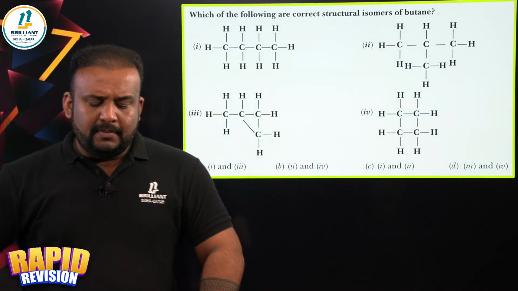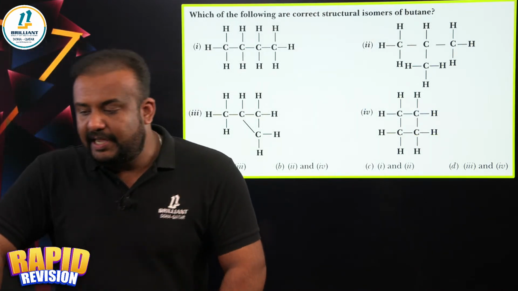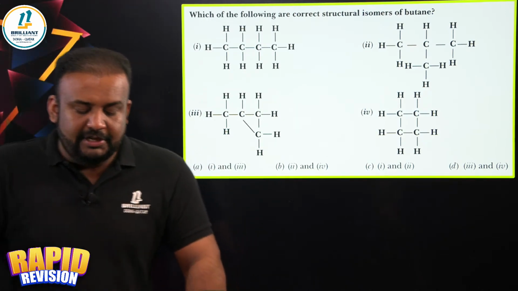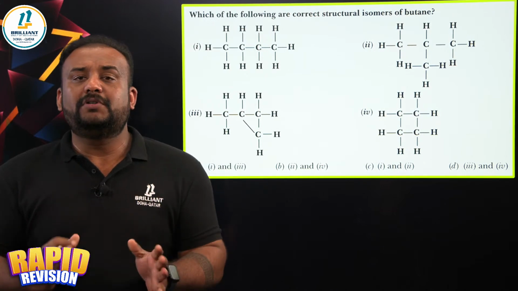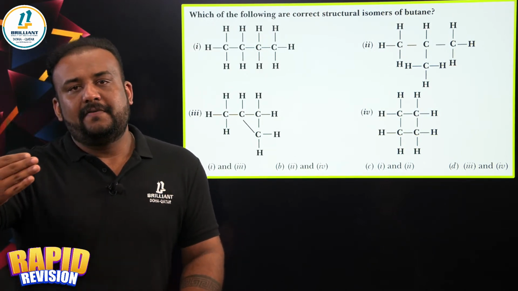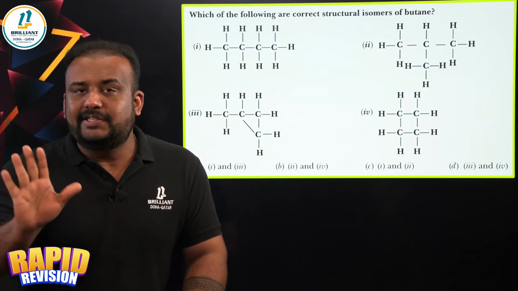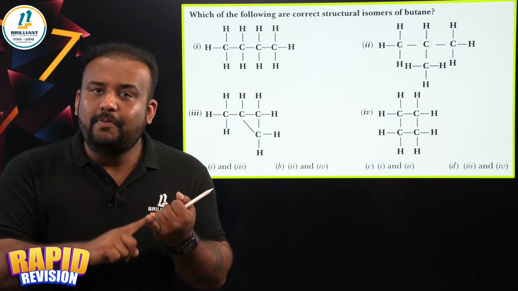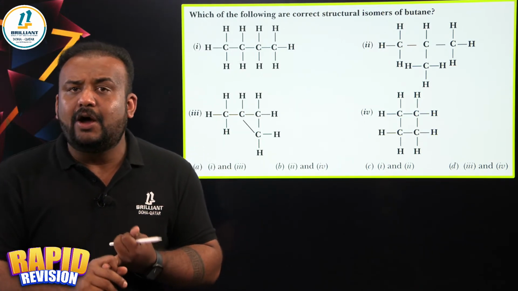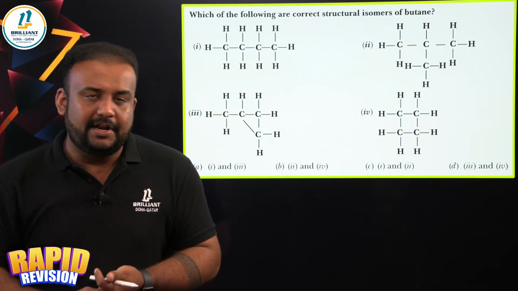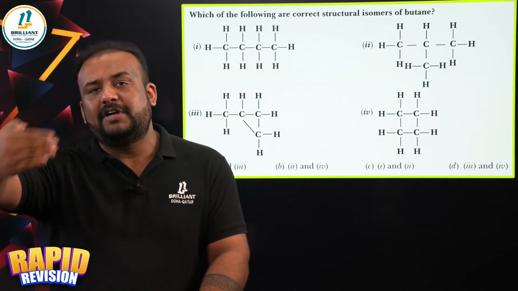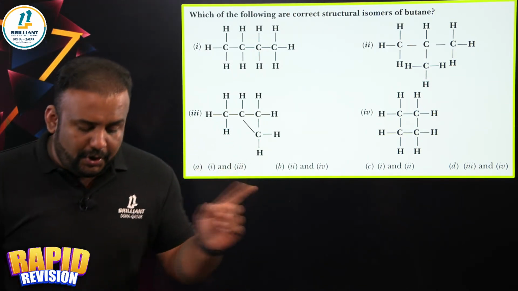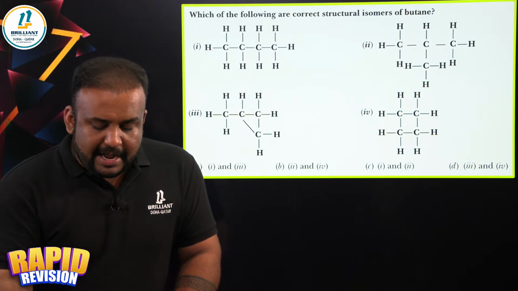Next. Which of the following are correct structural isomers of butane? See, one of the most important expected areas from where you are going to get a question is drawing isomers. For sure you will get one question about isomers. It may be to draw butane, it may be to draw the isomers of pentane, or maybe at the max they will ask hexane. Usually butane and pentane are the ones which usually come for the board exam. So everybody needs to know to draw the isomers of butane and pentane.